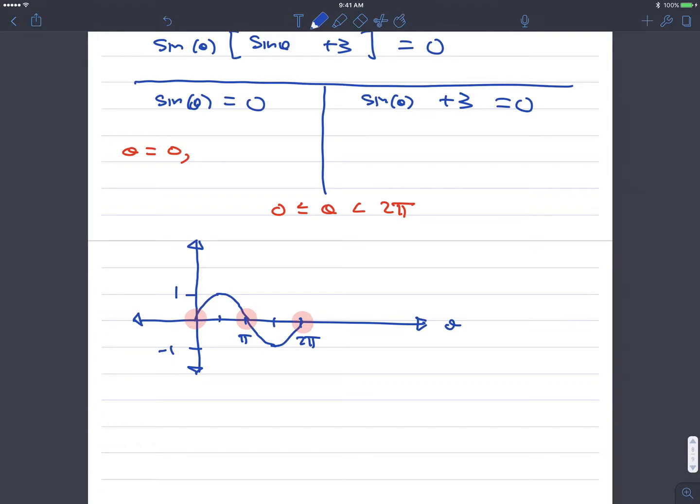What's the point I'm making? Sine is 0 at 0, pi, and you go, oh yes, and also 2 pi, and I'll say get rid of the 2 pi. Anybody know why? Because it's not in the restricted domain. Your restricted domain doesn't include 2 pi. So get rid of that answer. Okay, good.